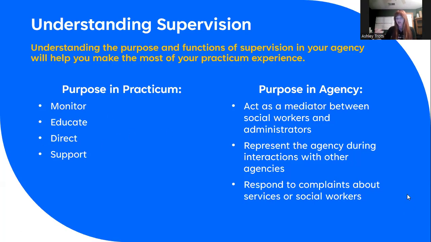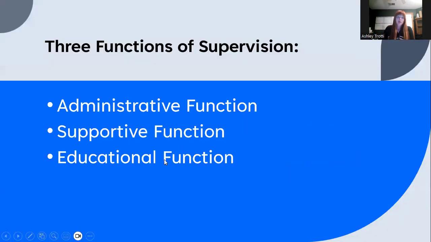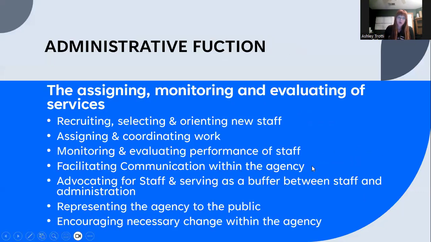Their purpose in an agency is to act as a mediator between social workers and administrators. They do represent the agency during interactions with other agencies, and they respond to complaints and deal with conflict resolution. There are three different functions of supervision: administrative, supportive, and educational.